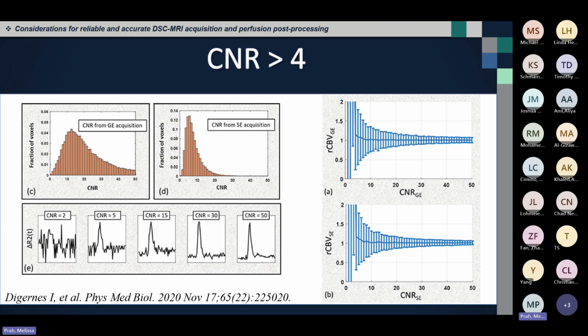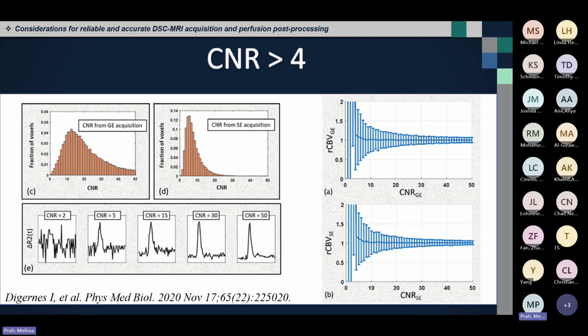In a recent report by Dr. DeJerns, it was reported that for both gradient echo and spin echo data sets, voxels with a contrast to noise ratio below 4 produce highly unreliable results. You can see here histograms from the gradient echo and spin echo data sets. 4 is kind of around here and here.